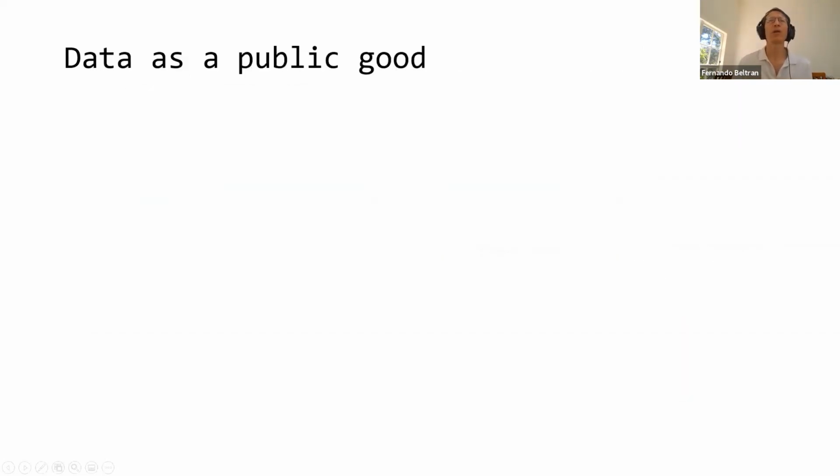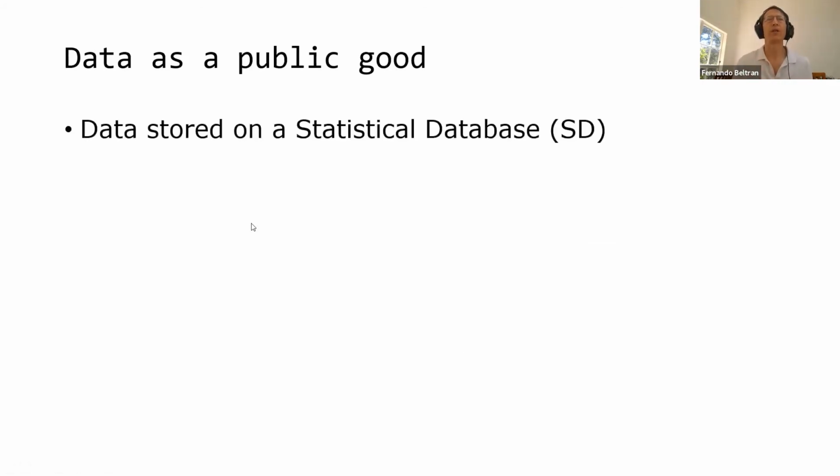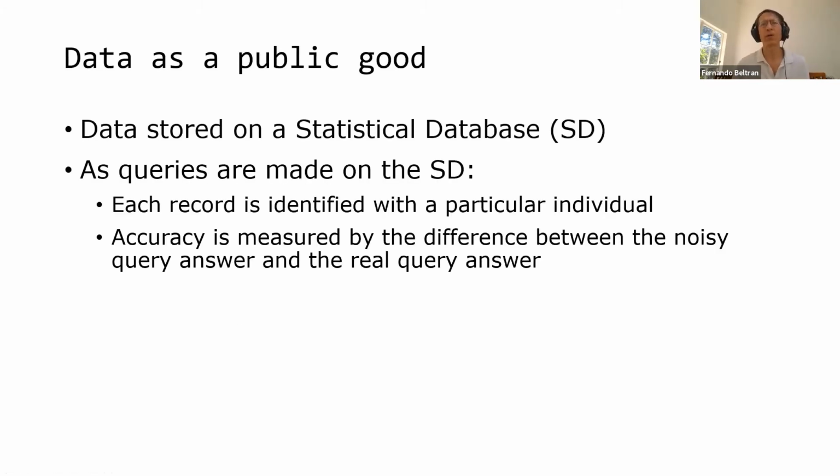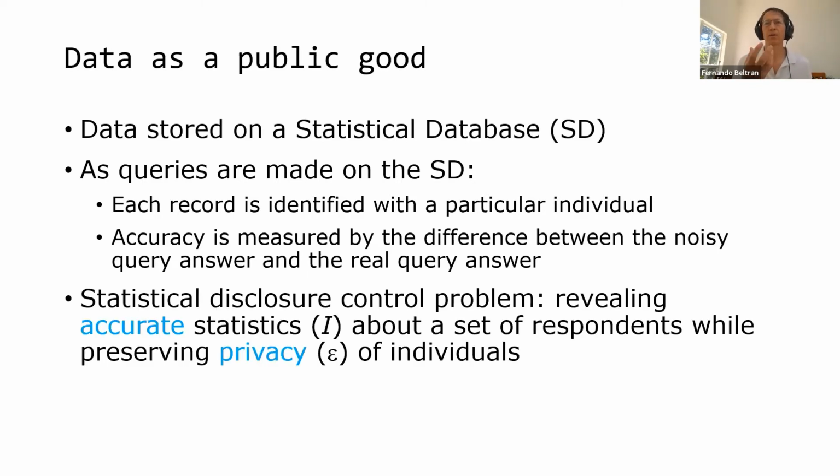All right, so how about data as a public good? So changing the landscape, we're not dealing with private data now. Let's talk about public data. Data is stored as statistical data in databases, for instance. As queries are made on those databases, each record is identified with a particular individual, and accuracy is very important. The queries must be accurate, but because of the mechanism we're using, there's going to be a difference between the noisy query answer and the real query answer, and that is a measure of the accuracy, or lack of it.